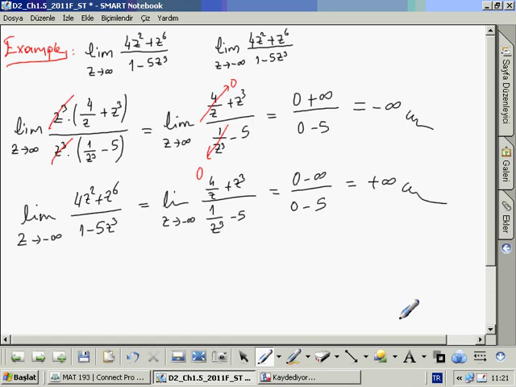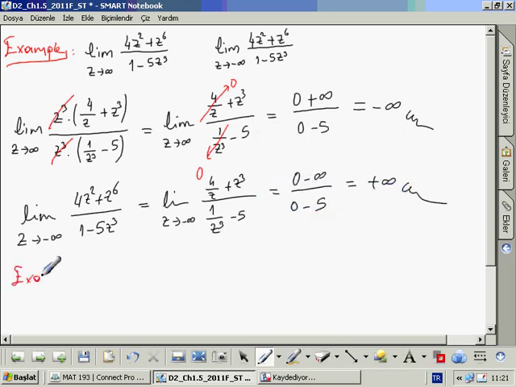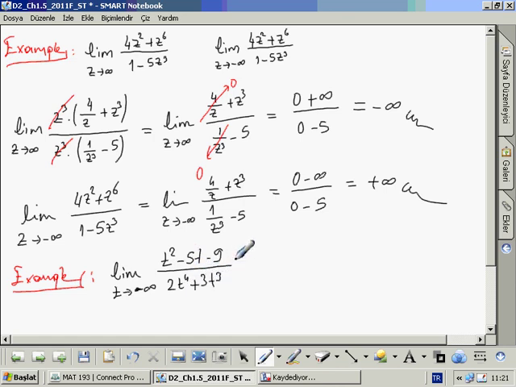So, let me continue with another example. The limit as t goes to minus infinity of t squared minus 5t minus 9 over 2 times t to the power of 4 plus 3 times t cubed.